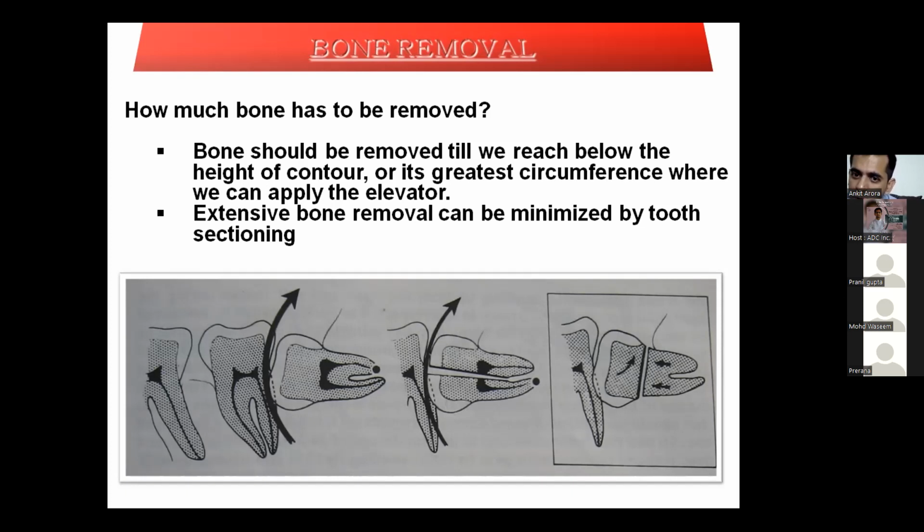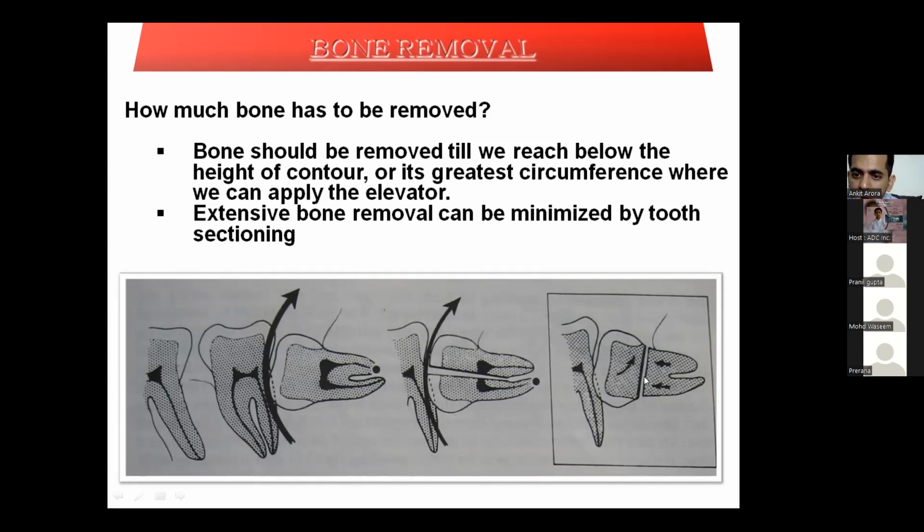If it is a mesioangular impaction, okay. If it is a horizontal impaction, you need to go below the greatest circumference. Whenever you feel more bone needs to be removed, you can shift that bone removal to tooth sectioning. Now you can see it here in the second and third diagrams. Whenever you feel that more bone needs to be sacrificed, you can divide the tooth into two halves, either in this manner, or you can divide the tooth into three.